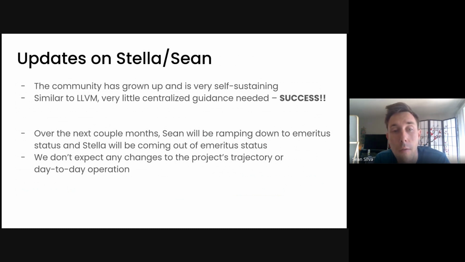So with that being said, over the next couple months, I'll be ramping down personally to more of an emeritus status, that, for example, Stella has been on up until recently, and Stella will be ramping up out of her emeritus status just to make sure that the project has a top-level owner in case something needs to be escalated. But like I said, we've been operating effectively this way. The community has been very self-sustaining and not needed almost any steering for almost this whole year. So we don't really expect any changes to the project's trajectory or day-to-day operation.